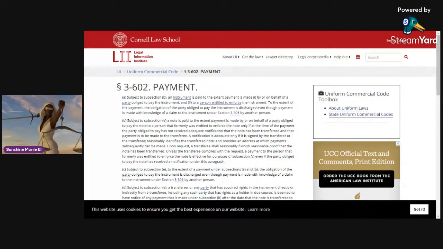C. Subject to subsection E, to the extent of a payment under subsections A and B, the obligation of the party obliged to pay the instrument is discharged, even though payment is made with knowledge of a claim to the instrument under section 3-306 by another person. So when we were going through the 300s of the UCC codes, I want to say that's when you get enforcement of the instrument. So 3-306 is claims to an instrument. A person taking an instrument, other than a person having rights of a holder in due course, is subject to a claim of a property or possessory right in the instrument or its proceeds. So basically that whole possession law, if you possess it, you go through the holder in due course. You go through the whole rigmarole.